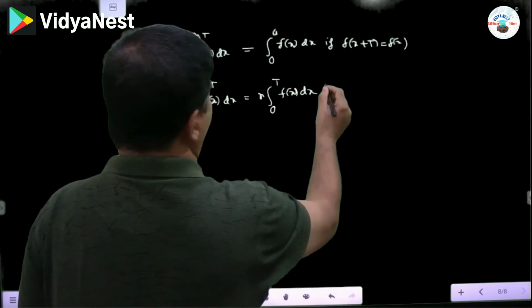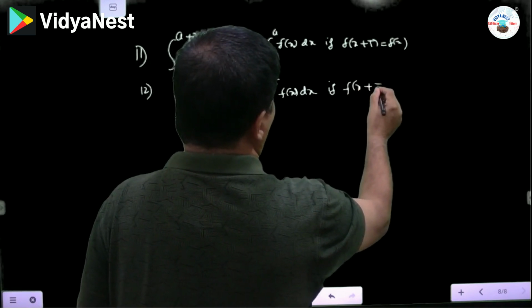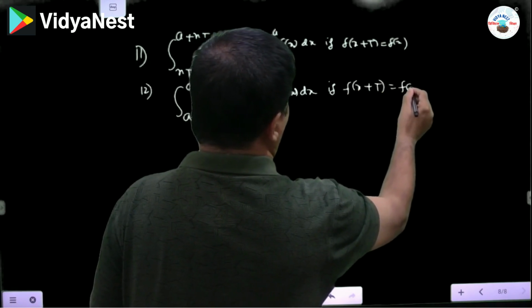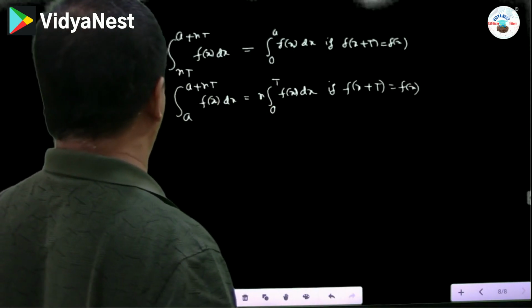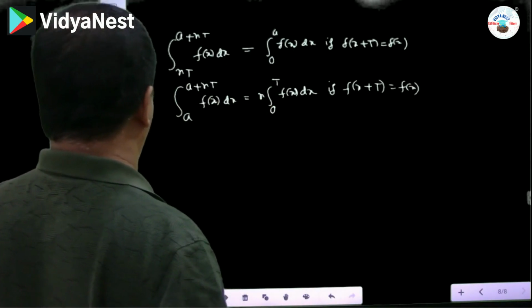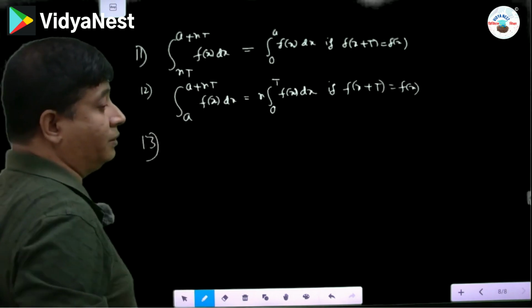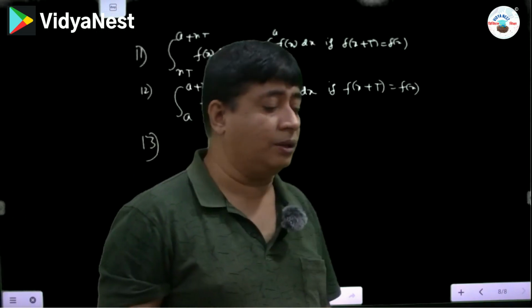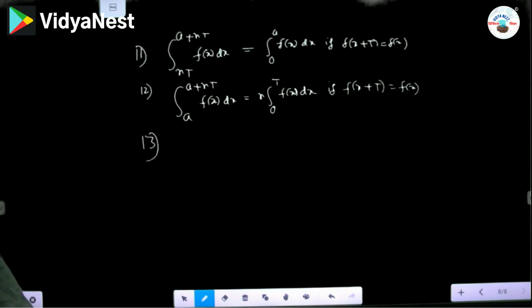fx dx, if x plus t is equal to fx. Okay, that is property number 12. And property number 13, that can be used as a shortcut trick in JEE level.